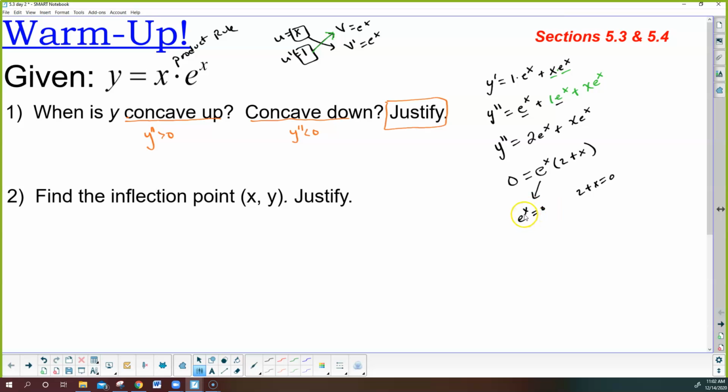Now here's something you might remember. The e to the x graph is exponential. It will never equal 0. If you don't remember that, then we have to take the natural log of both sides, and I get the natural log of e is just x, and the natural log of 0 does not exist. So I didn't need to officially solve all that because I know my answer is not going to come from this part right here. But then if I bring the 2 over, I get 1 point that is a potential inflection point.